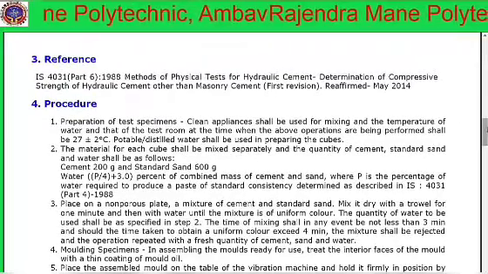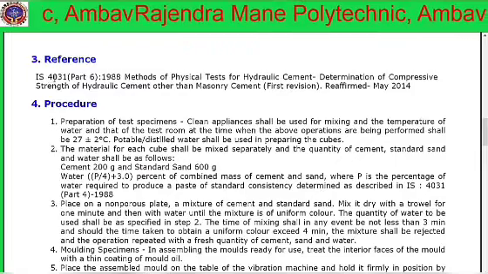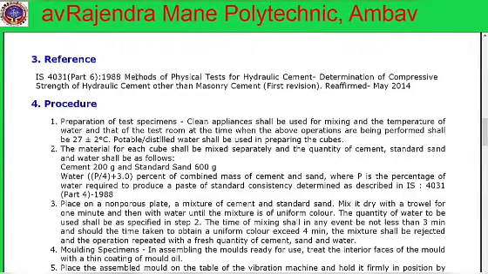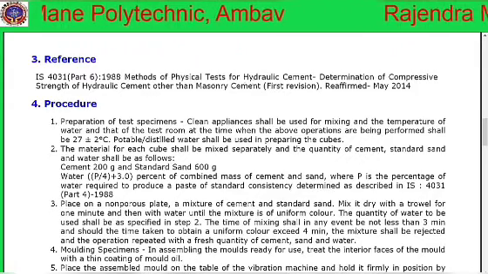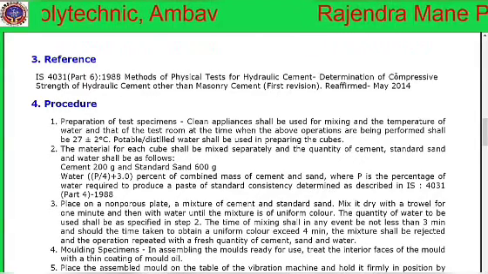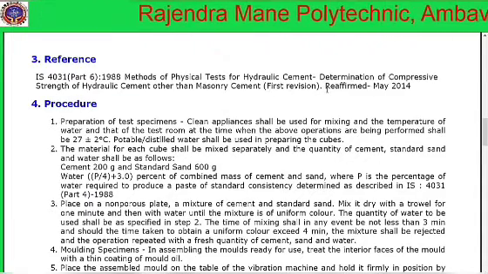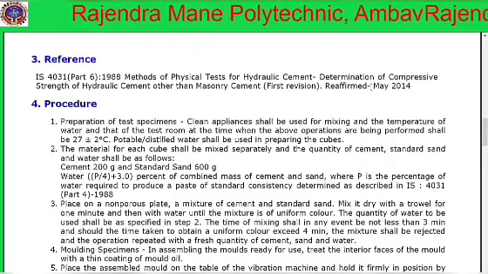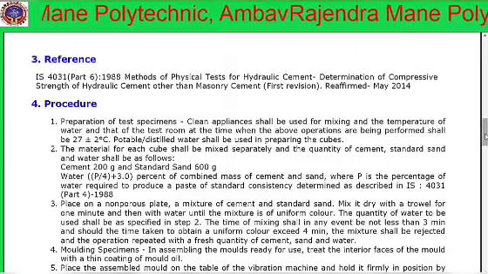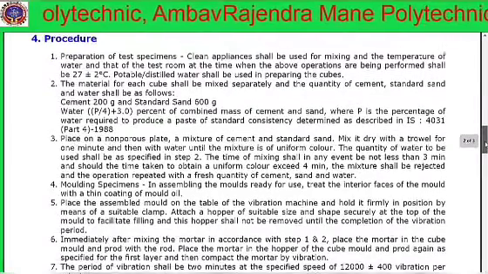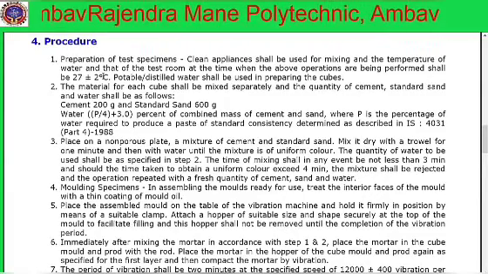To conduct this test, we follow the IS code IS 4031 part 6 1988, in which the method of physical test of hydraulic cement, the determination of compressive strength of hydraulic cement and other masonry cements is given, and it was reaffirmed or revised in May 2014. So for the test procedure of this practical, we first have to prepare the test specimen.